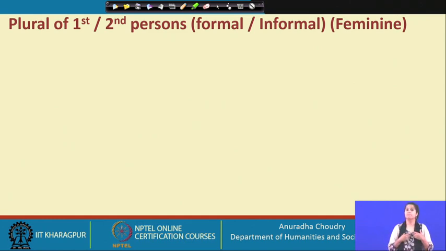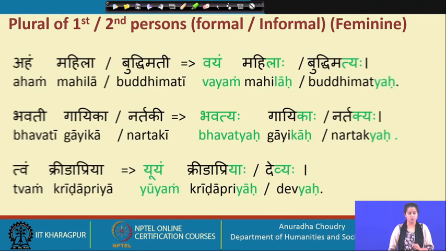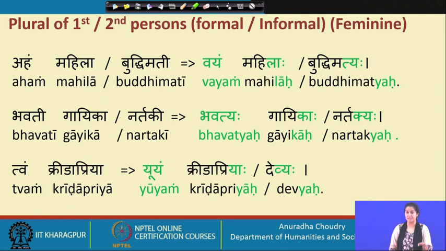So aham. Aham doesn't change irrespective of the gender. So the plural of aham, or I, the plural is we, will remain vayam. But the word that it is associated with, that would change. So for example, you have aham mahila and the plural would be vayam mahilaha.